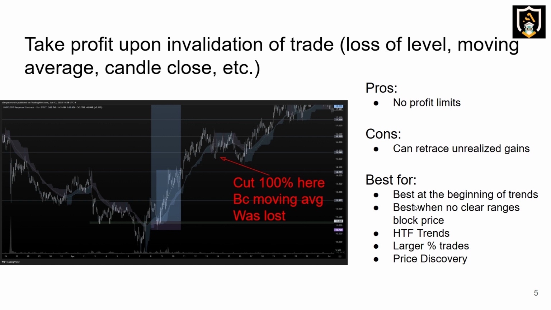Like it's either a newer chart, or the range is really, really far away, like the high time frame range that could block it. That's what this is best for. Super high time frame trends, larger percentage trades, where you want to swing farther. And also, I think this is great for price discovery too. This is just another way to trade coins that are at all-time highs.